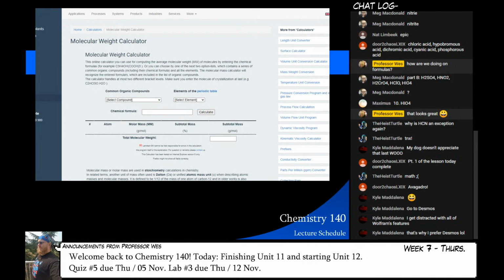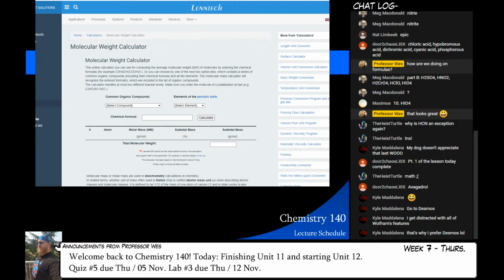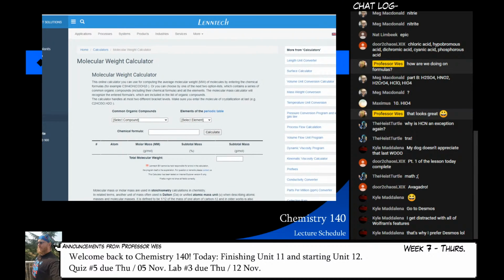And it's not going to zoom in correctly, but there we go. So this website, Lenntech, it kind of didn't actually show the whole thing, gives us a molecular weight calculator, which we're going to be using to determine the atomic mass of molecules, which will be the molecular mass. And this first section is going to show how to do that on the periodic table. And then we're going to go to Lenntech.